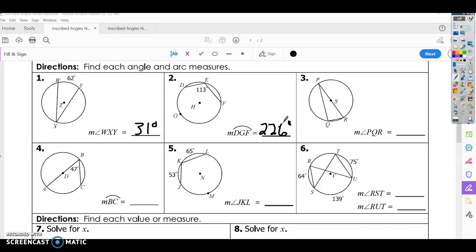All right, number 3. This is a diameter. And so that creates a 90-degree angle here. And it asks for the measure of PQR. So we know that that angle is 90 degrees.